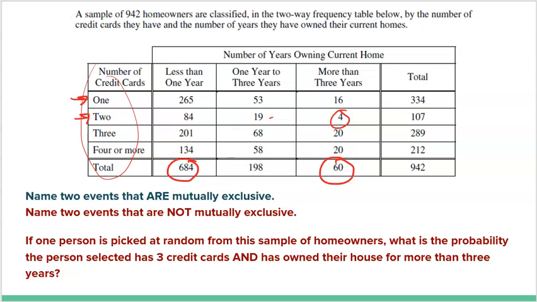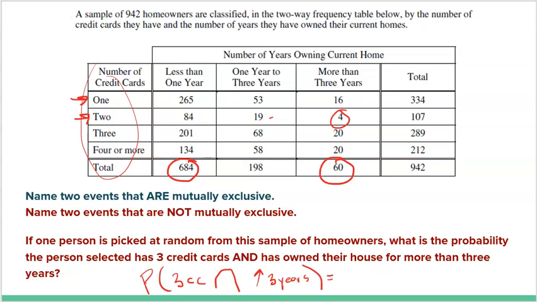All right, so now here's the question. If one person is picked at random from this sample of homeowners, what is the probability the person selected has 3 credit cards and has owned their house for more than 3 years? So I'm trying to find the probability of 3 credit cards, I'll abbreviate, and we use an upside down U to symbolize and, living in their house more than 3 years. Now, I'm classic for trying to abbreviate things, but I hope you get my abbreviations. It's pretty simple.